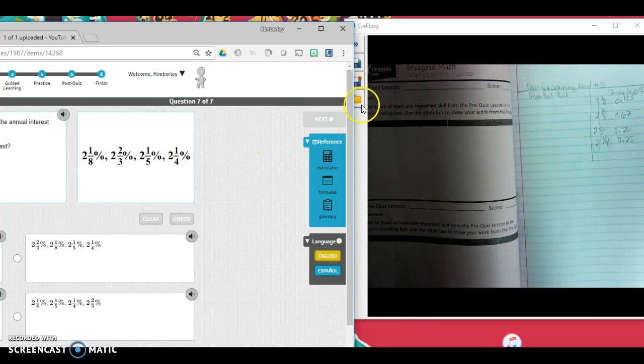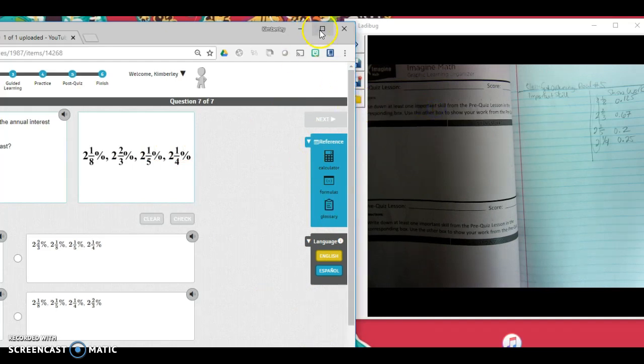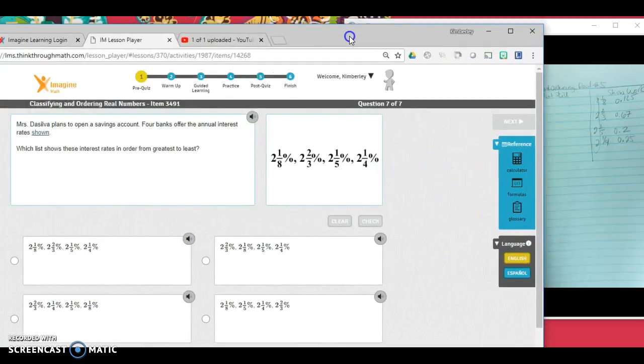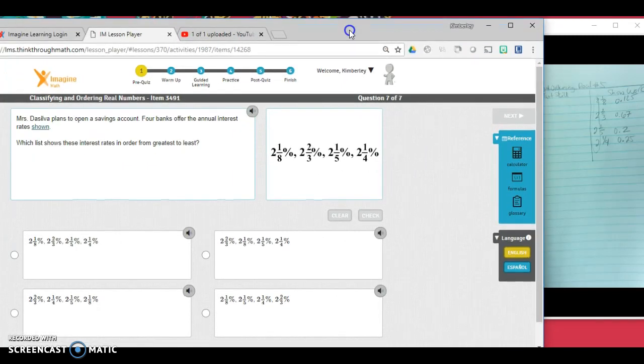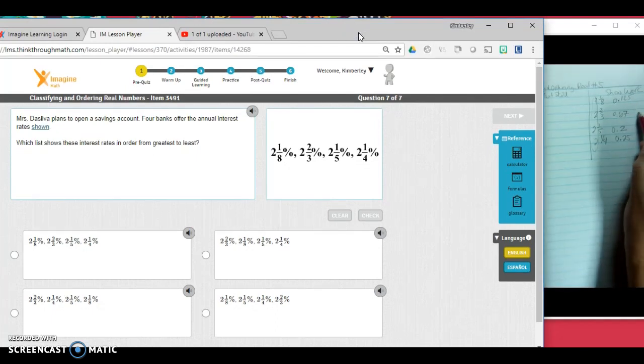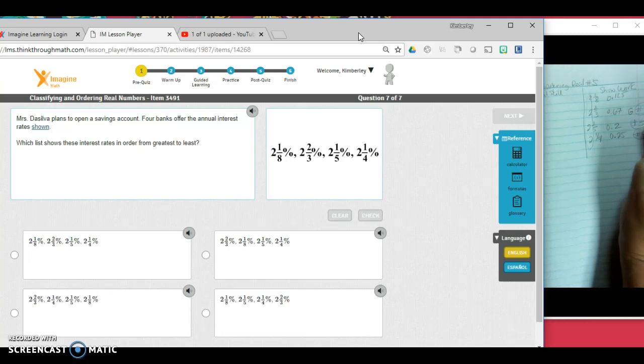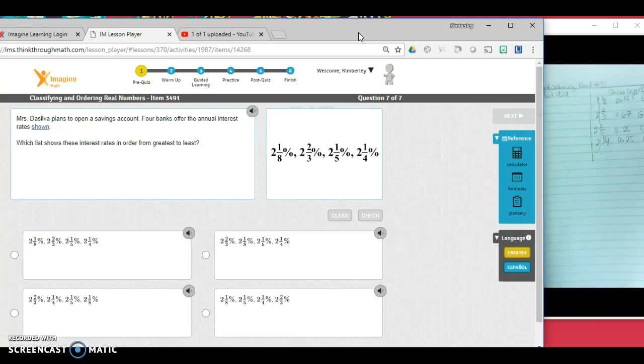All right, so let's look back at this question, and we need to know which is greatest to least. So this is my greatest. So it'll be number 1, then this one, then this one, then this one. So this is how I would journal showing work on this pre-quiz, and I will select 2/3 comes first, so it's one of these two, then 1/4. Here we go, right there.